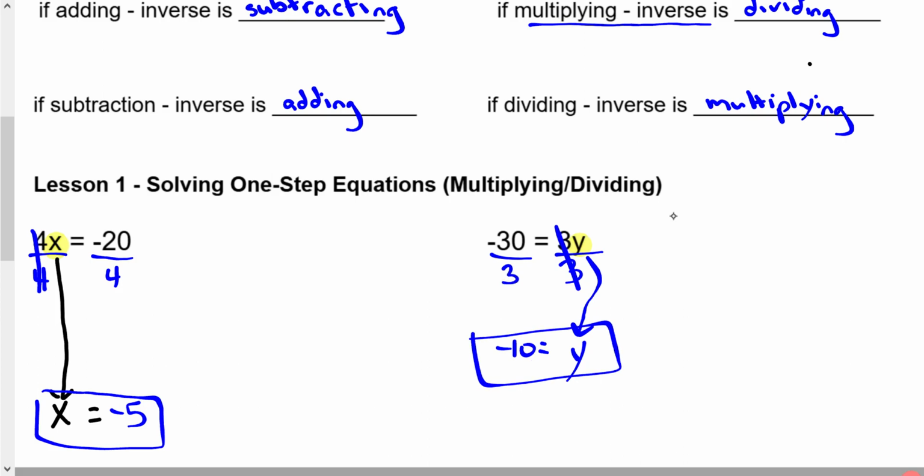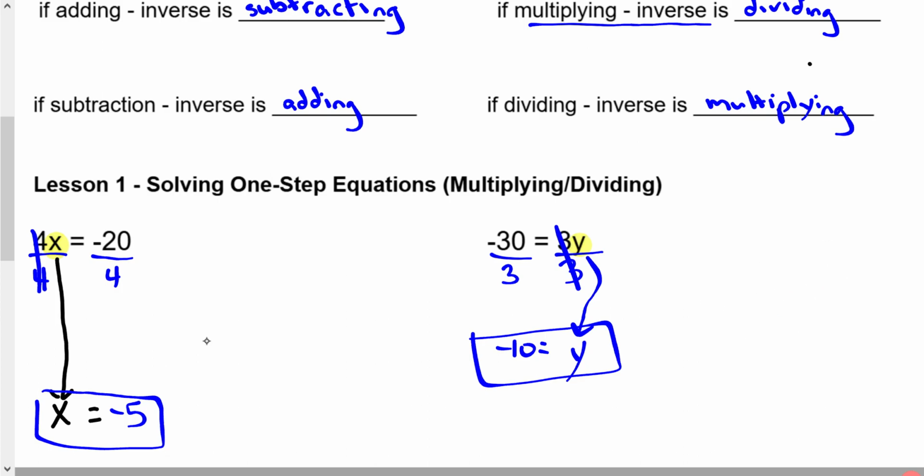Now in your brain, let's go play this out here. -30 would equal 3 times y. Well, -30 is going to be 3 times whatever we said y was. The y is -10. Is 3 times -10 equal -30? Yes. So we know that we've solved this equation.